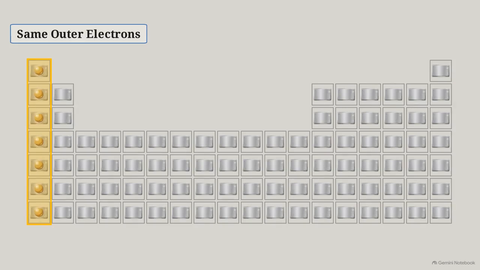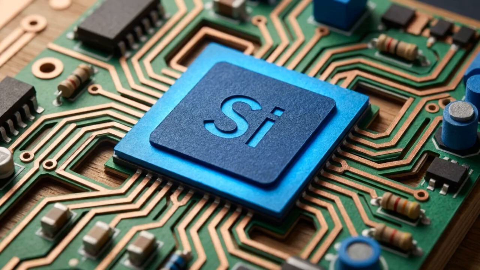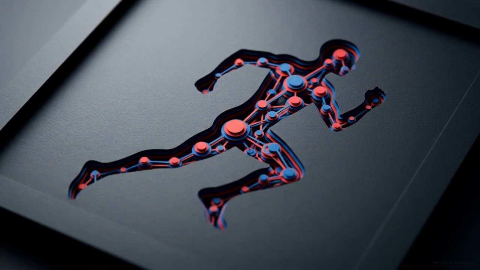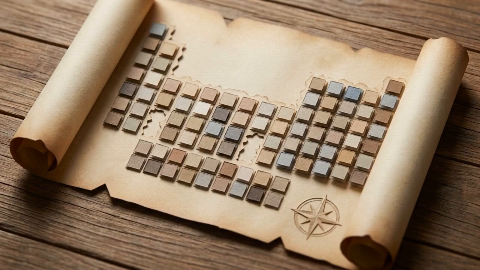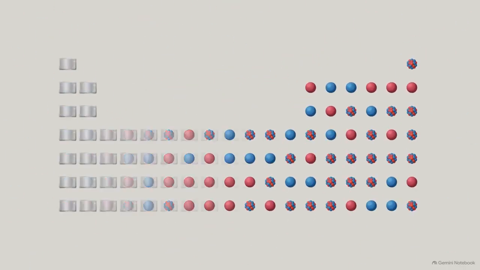This chart is a map of the materials right in front of you. The computer chip running this video relies on silicon. The wires in your walls use copper. Your own body runs on oxygen and carbon. Think of the periodic table as a master map. It organizes every type of atom so we can understand their behaviors at a glance.